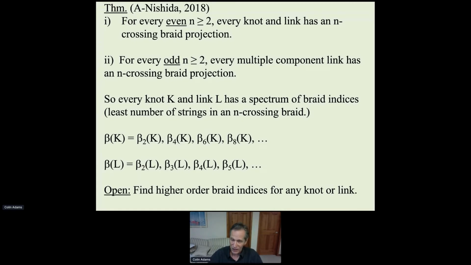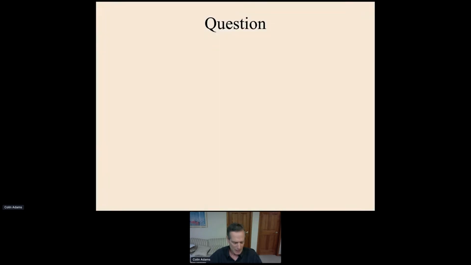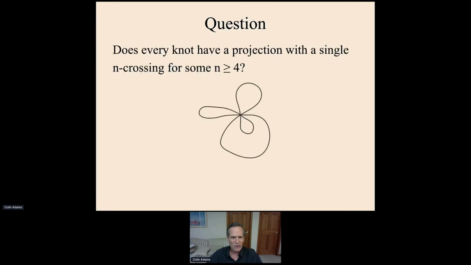Now, what I mean by that is no one has figured out the sequence of these numbers for any individual knot or link. And I don't think it would be that difficult to do that. It's just I haven't had time to do it, and nobody else has had time to do it. So I think that would be an interesting question to try to determine some of these numbers for various knots or links.